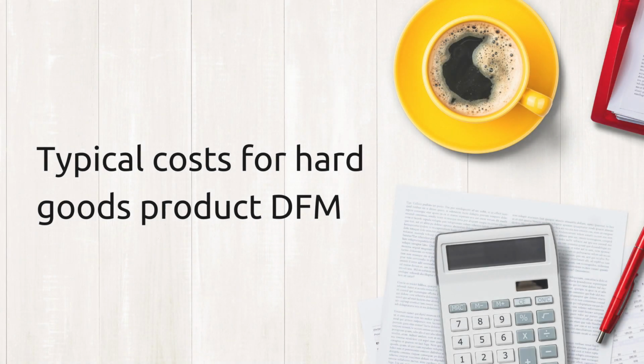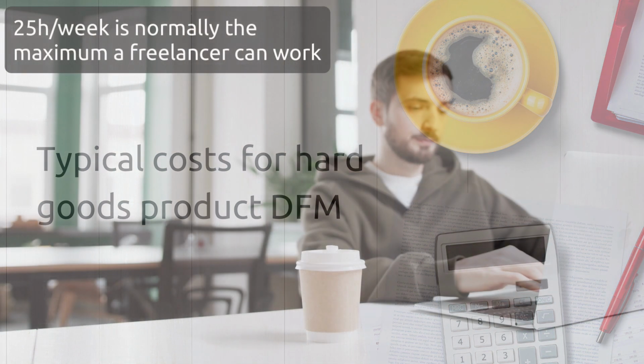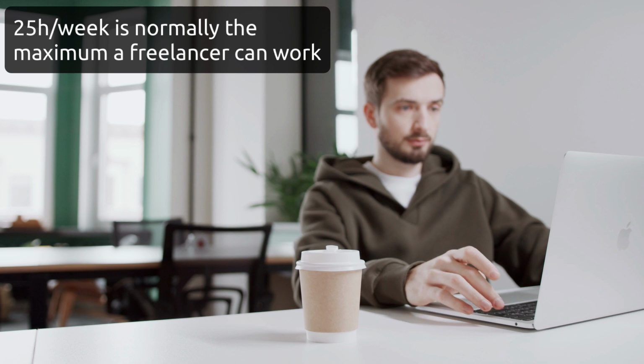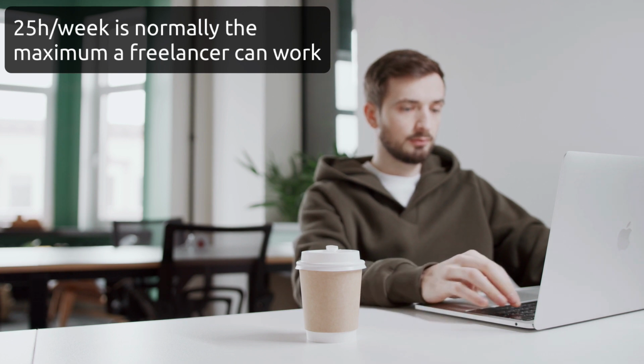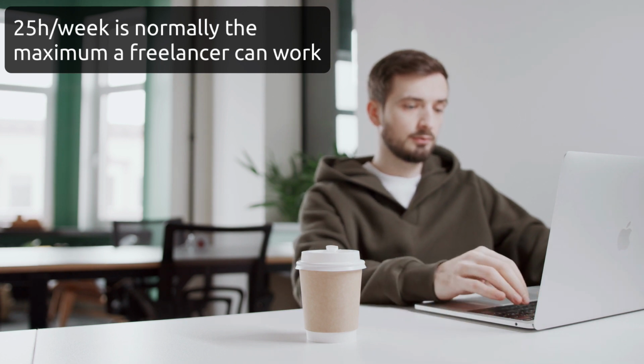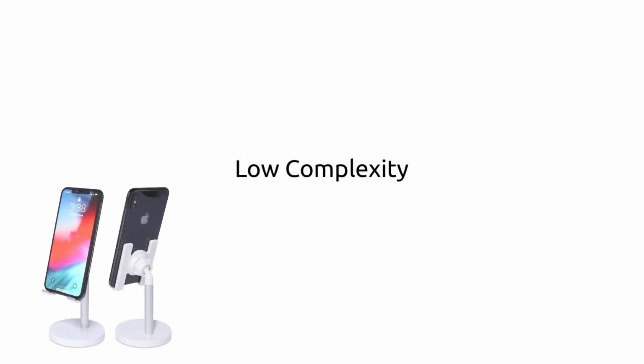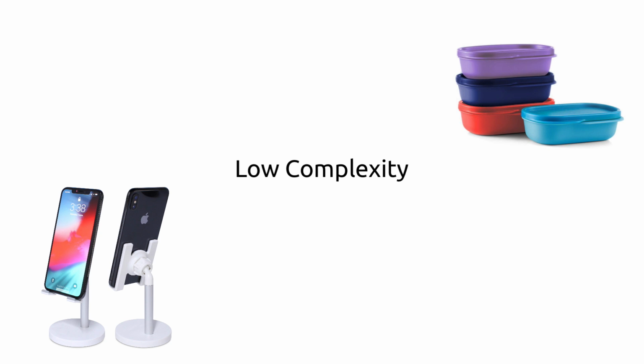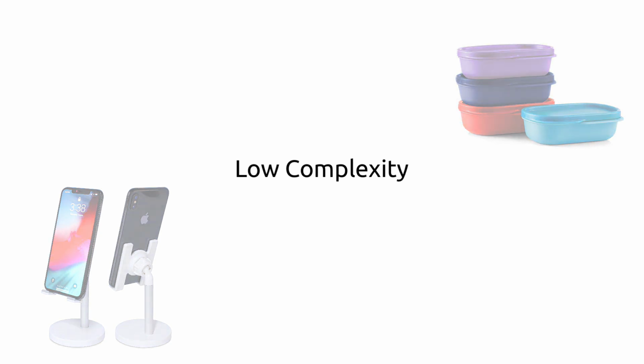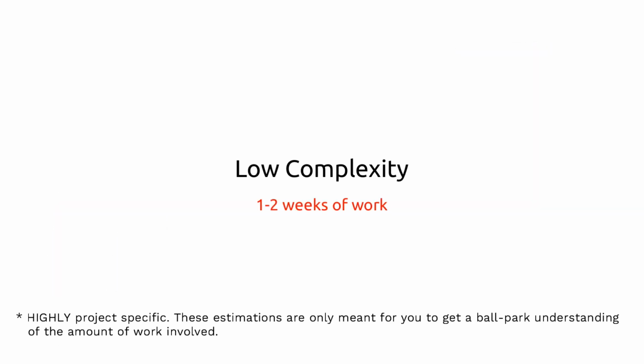Now, before continuing, let's do some very rough cost estimations for how much a design for manufacturing stage could be for a hard goods product. If we are talking about a freelance mechanical engineer who is able to work 25 billable hours per week, which is quite a standard amount of hours per week for a freelancer, then for a product of low complexity, like a phone holder or maybe Tupperware, you should expect the DFM stage to take somewhere between 1 and 2 weeks.